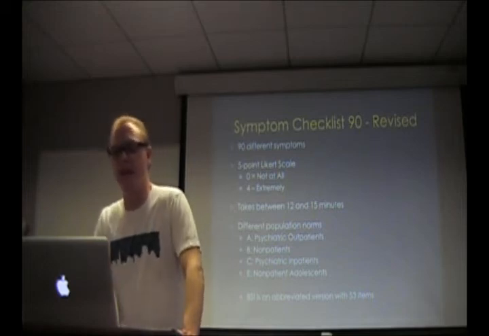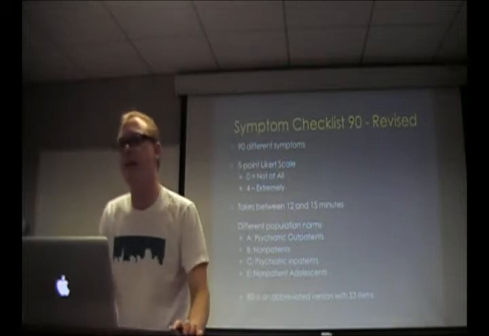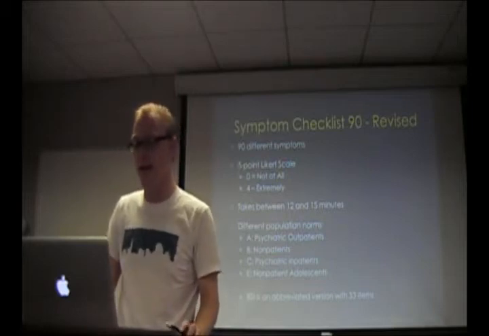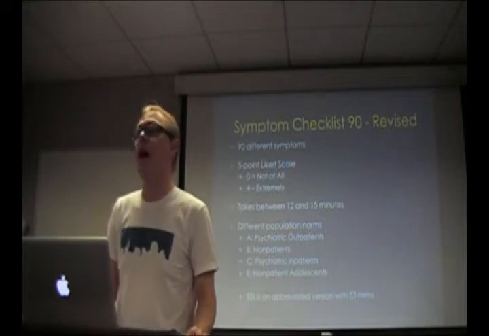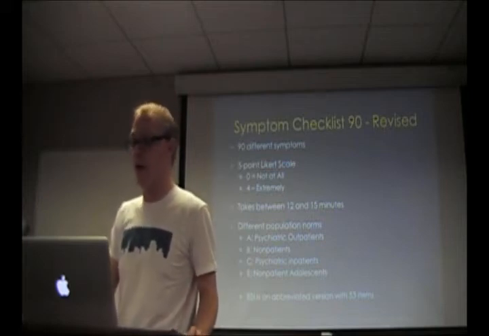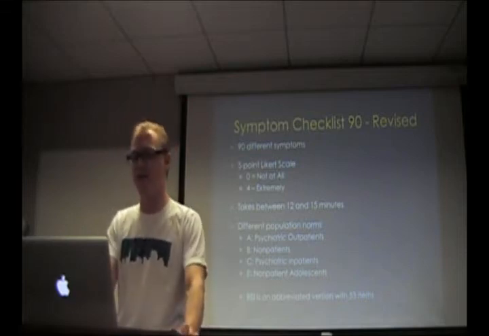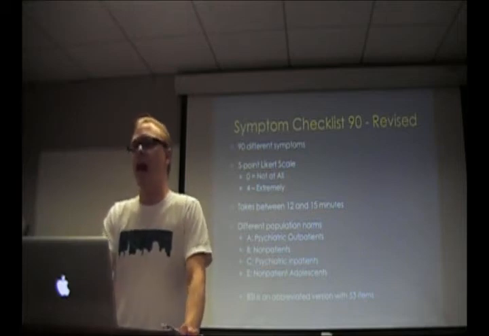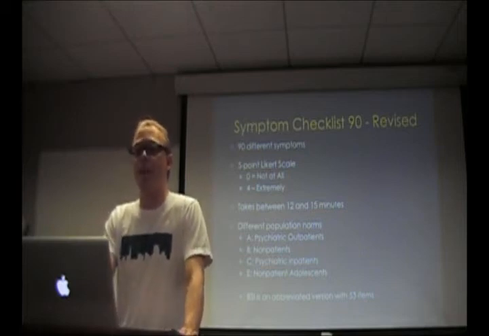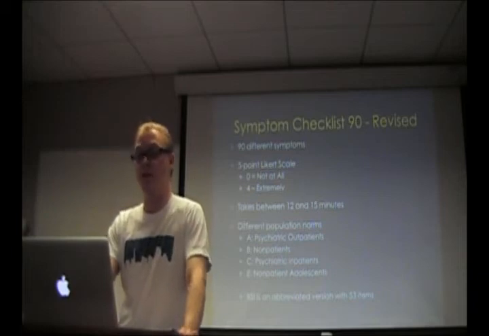So the Symptom Checklist 90, it can be a little lengthy, especially if you want to use it a lot. Some clinicians use checklists like these at the beginning of every session to track progress. But if you're going to, this one takes a little bit too long, so there's an abbreviated version that has only 53 items. It has very similar validity, very similar reliability. It just takes less time.